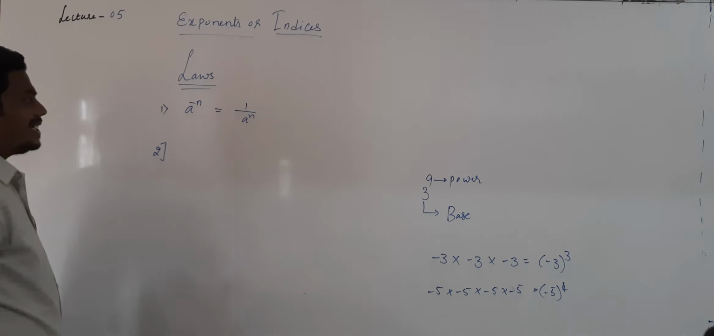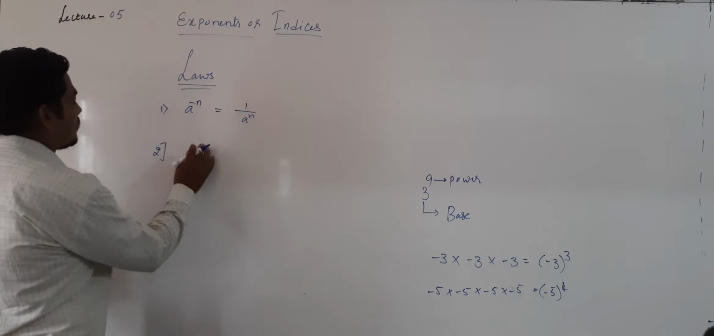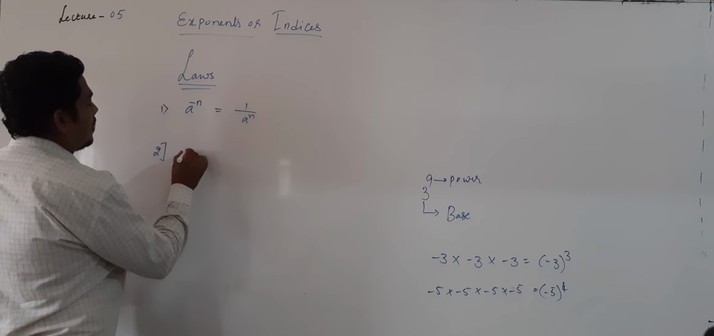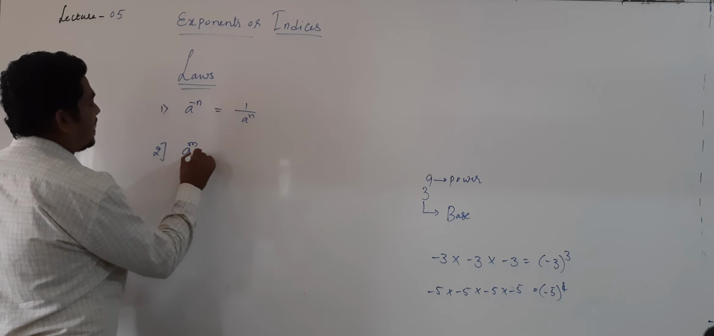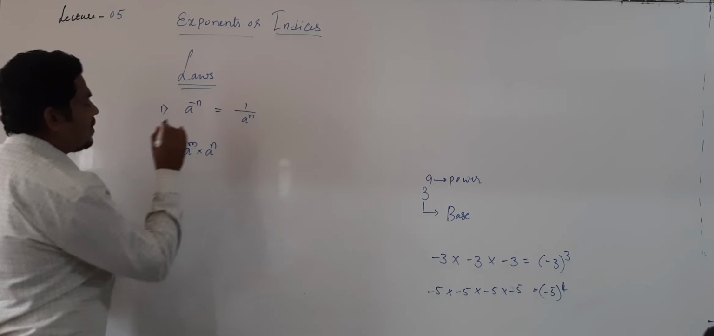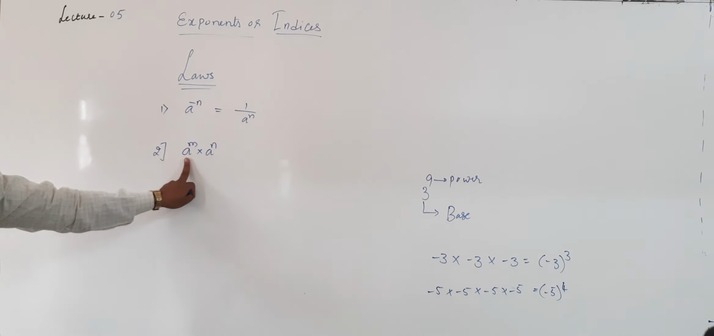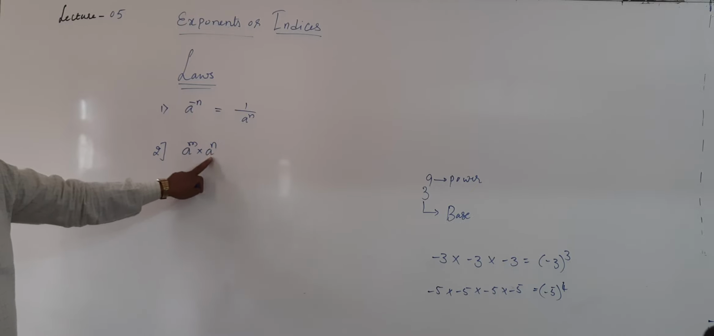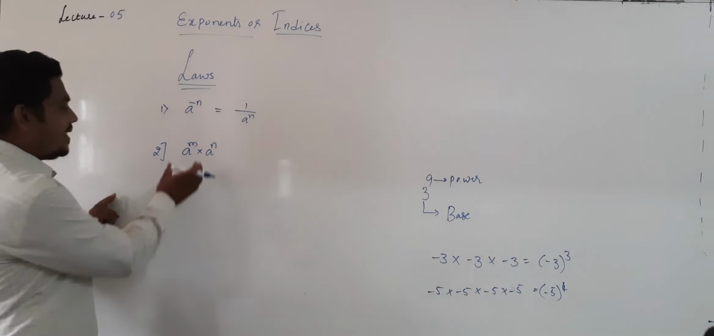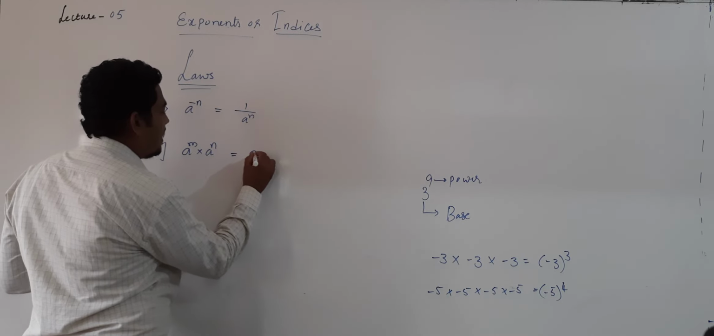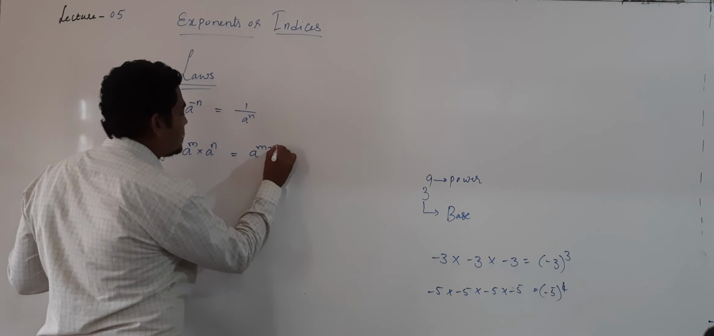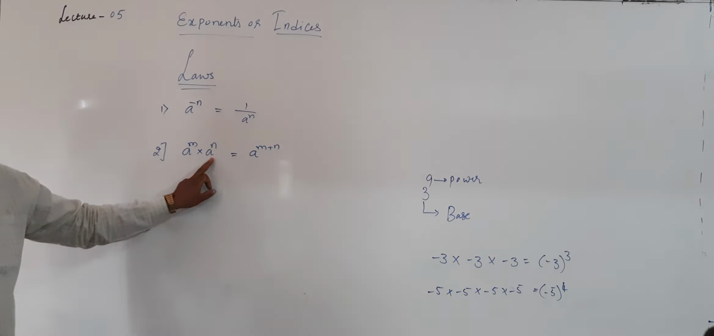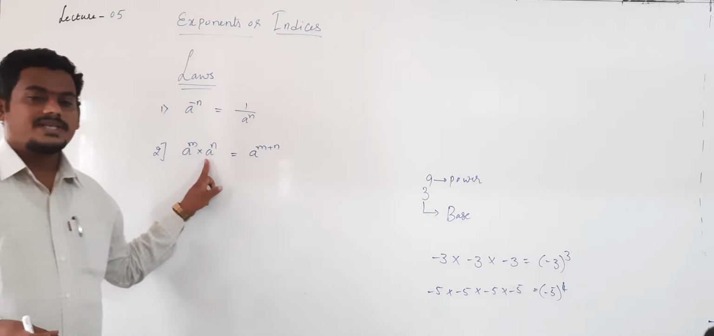Next rule or next property. A power m into a power n. If bases are equal, then it will be a power m plus n. This is applicable only when bases are the same. Here base a, here also base a.